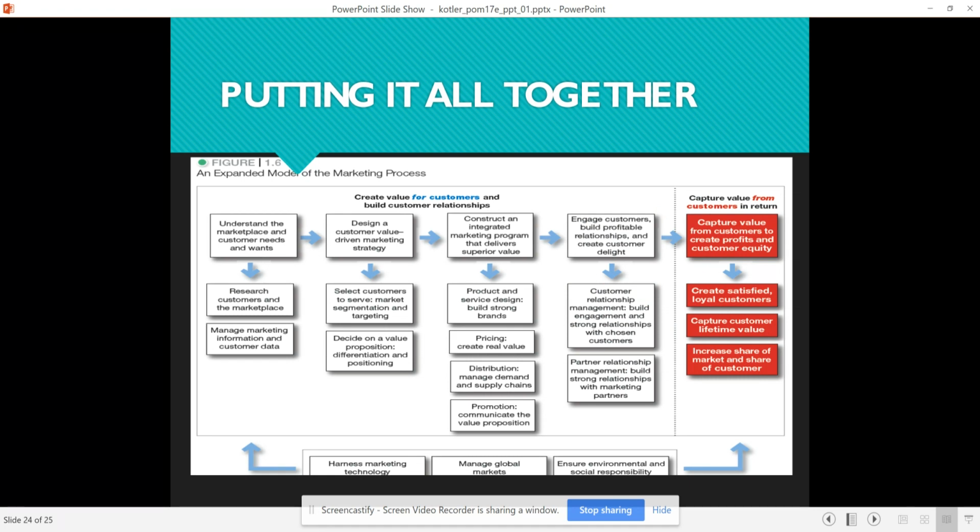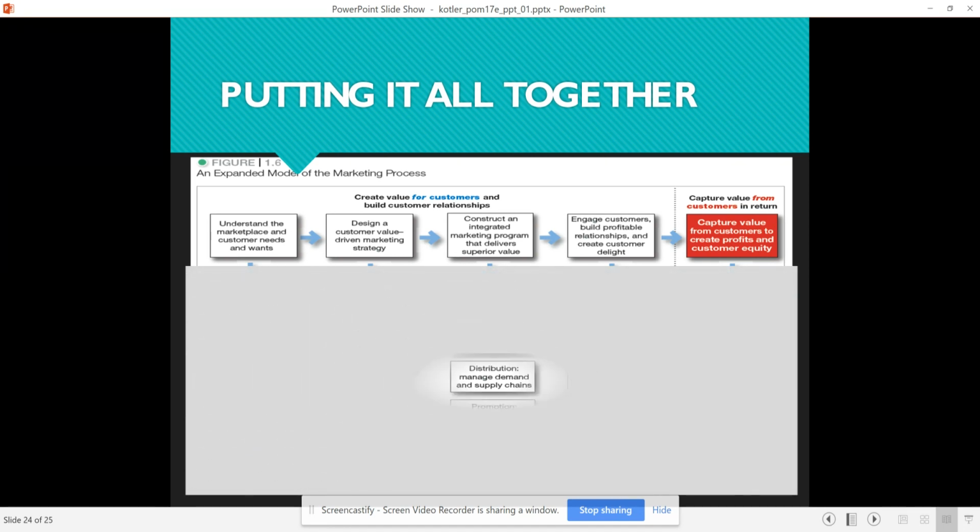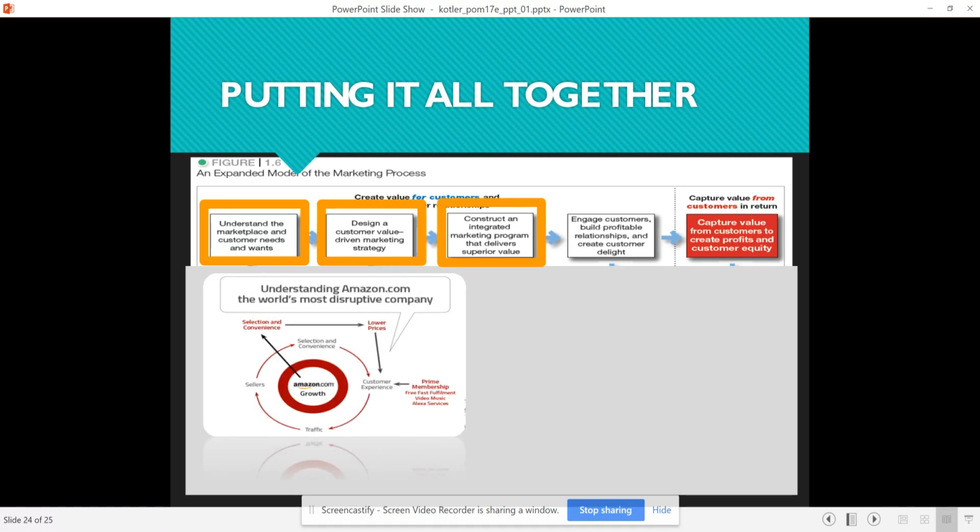And then at the end of the day, this chapter, let's put it all together. Again, marketing is a process. And what we focused on today is understanding the marketplace and customer needs and wants. Like Amazon understood their high-end customers wanted a grocery store. Putting them in the middle and designing a marketing strategy, they purchased Whole Foods and they market discounts and Amazon products at the Whole Foods and online. And they create a customer experience that integrates the online experience to the brick and mortar store through Prime.